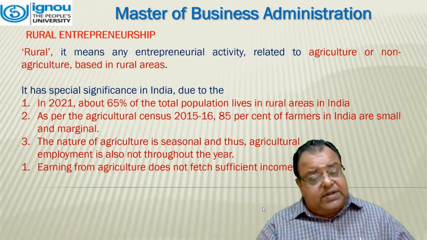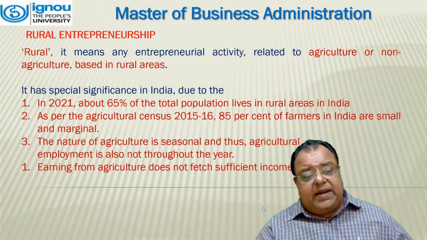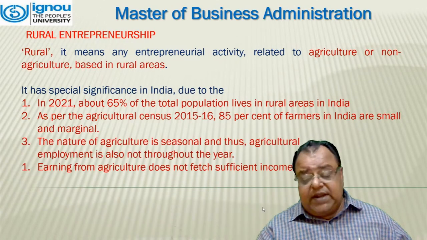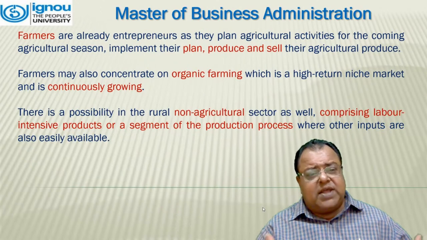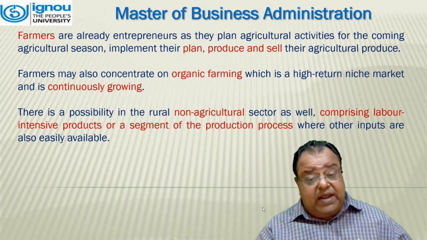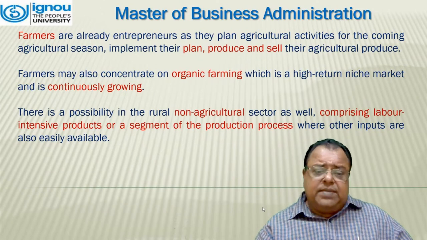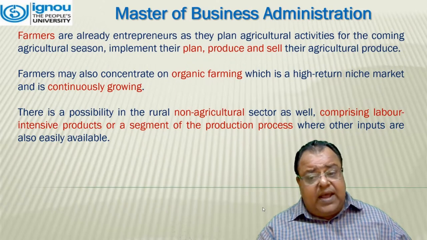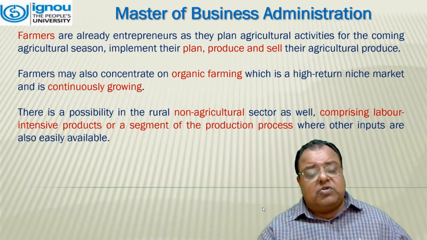The nature of agriculture is seasonal, and thus agricultural employment is not available throughout the year, and earning from agriculture does not fetch sufficient income to the farmers. Farmers are already entrepreneurs as they plan agricultural activities for the coming agricultural season, implement their plan, produce and sell their agricultural products. Farmers may also concentrate on organic farming, which is a high-return niche market and is continuously growing. There is a possibility in the rural non-agriculture sector as well, comprising labor-intensive products or a segment of production processes where other inputs are also easily available.